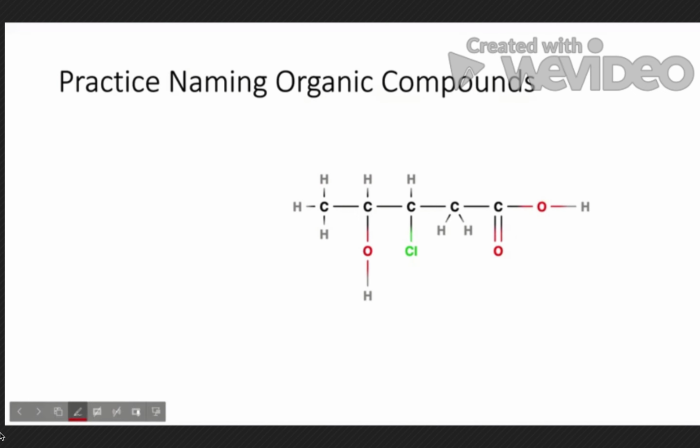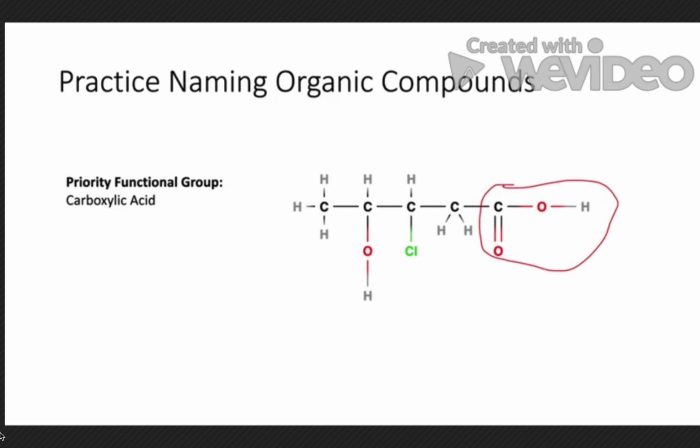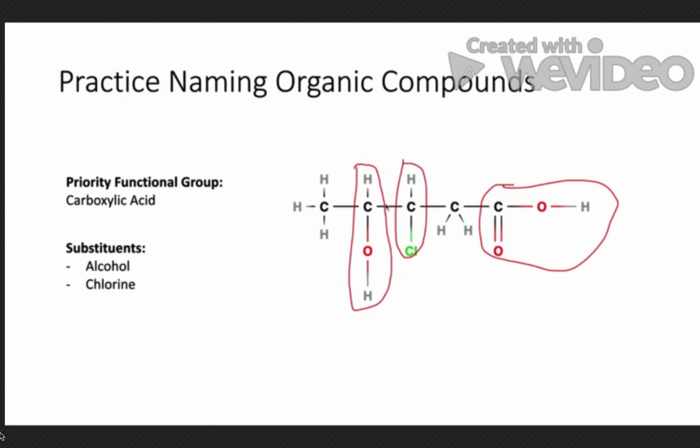We're going to practice naming organic compounds with multiple functional groups with a second example here. Once again, we're going to start off by circling the priority functional group, and then the 2 functional groups acting as substituents. So, we are going to circle this here, and this is a carboxylic acid. We're also going to circle our 2 substituents, which are chlorine and an alcohol. The chlorine is on the 3rd carbon, and the alcohol is on the 4th carbon.